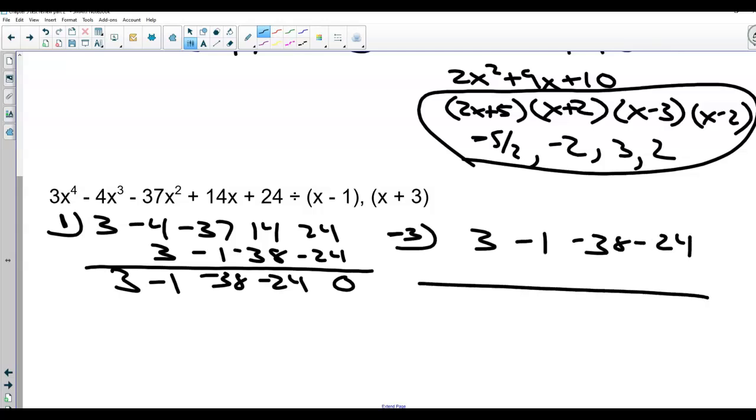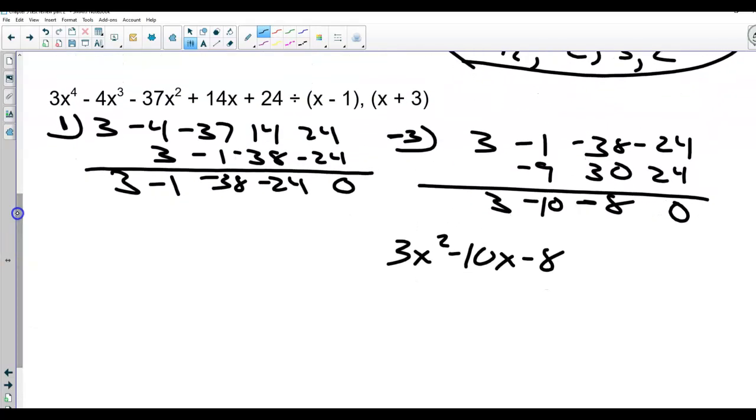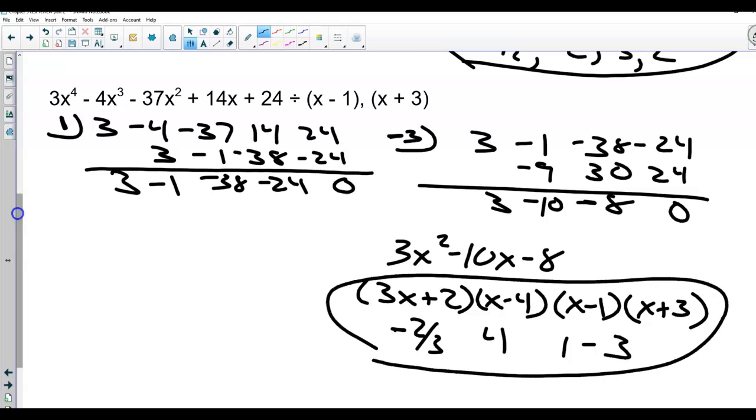We got to use that depressed equation. Drop the 3, we're at negative 9. It's negative 10. 30, we're at negative 8. And then a positive 24 gets me to my remainder of 0. So from there, 3x squared minus 10x minus 8. 3x plus 2, x minus 4, x minus 1, x plus 3. So we have negative 2/3, 4, 1, and negative 3 as those zeros. There's your answer.